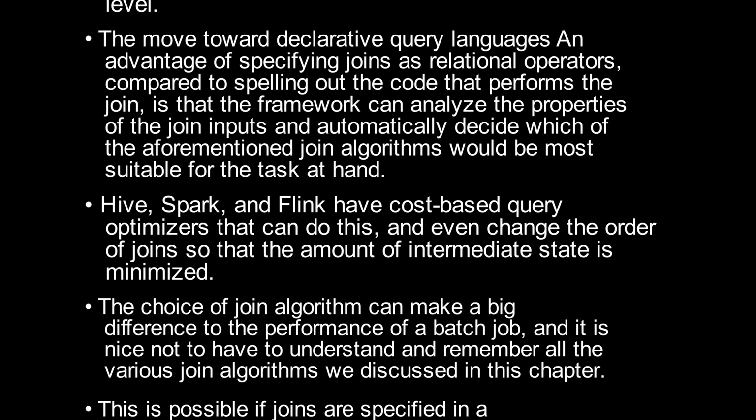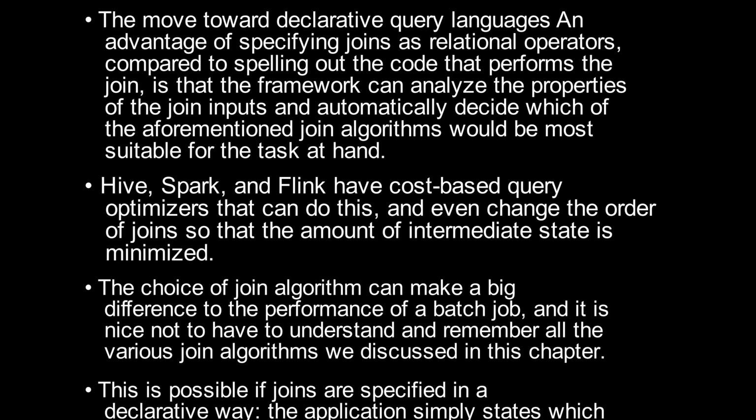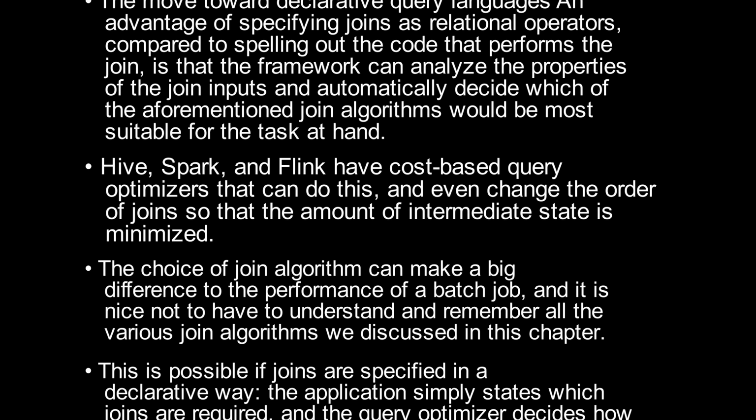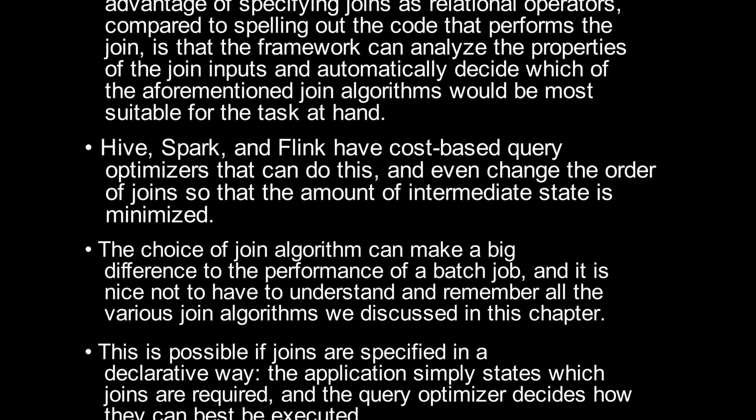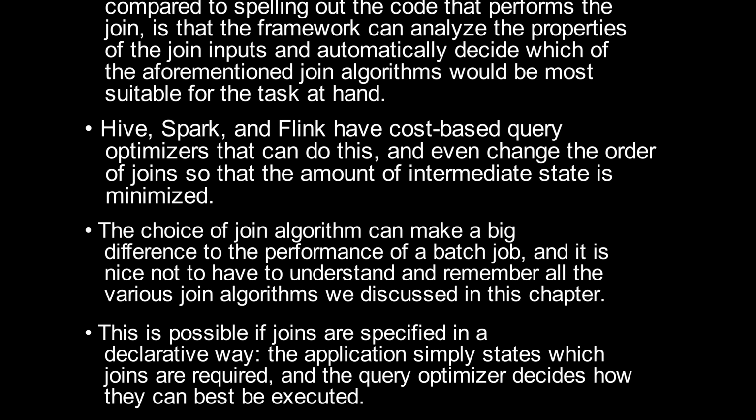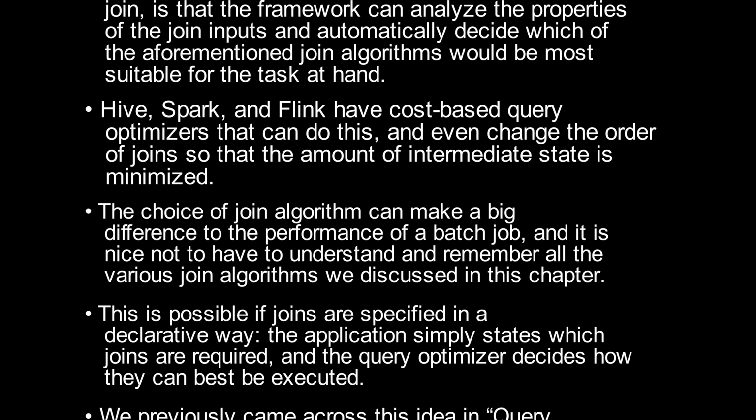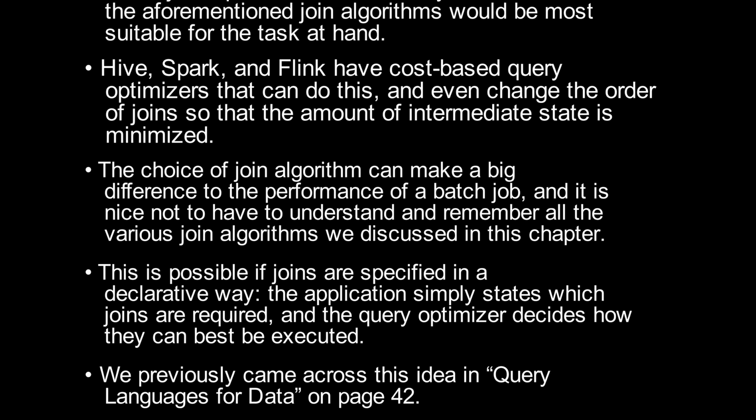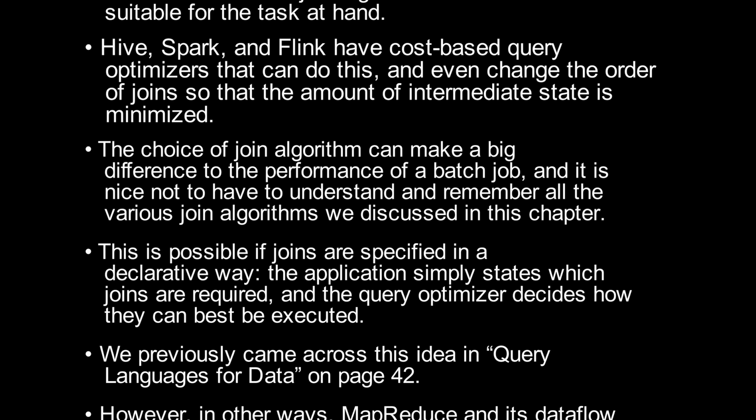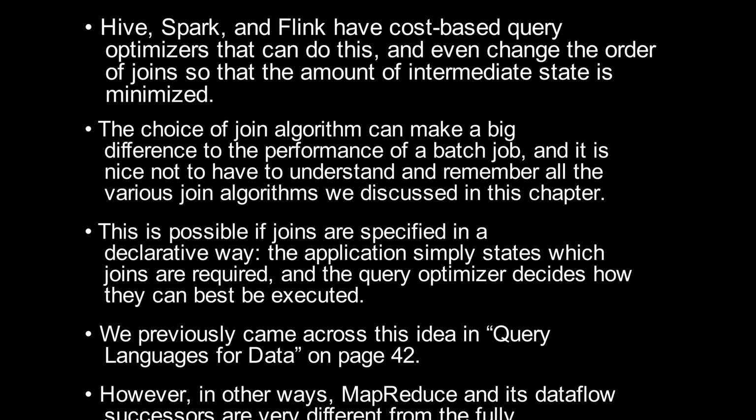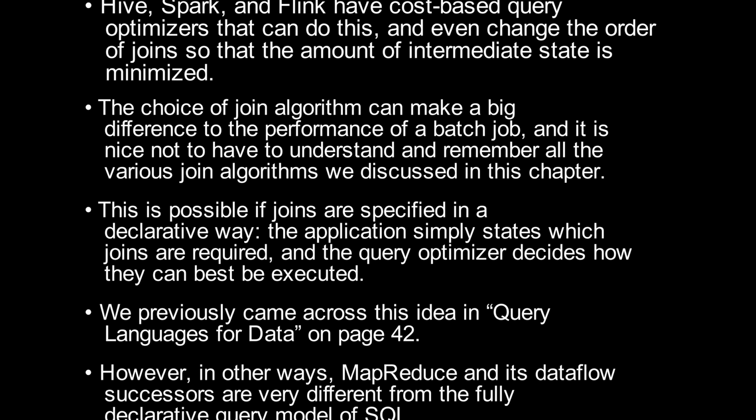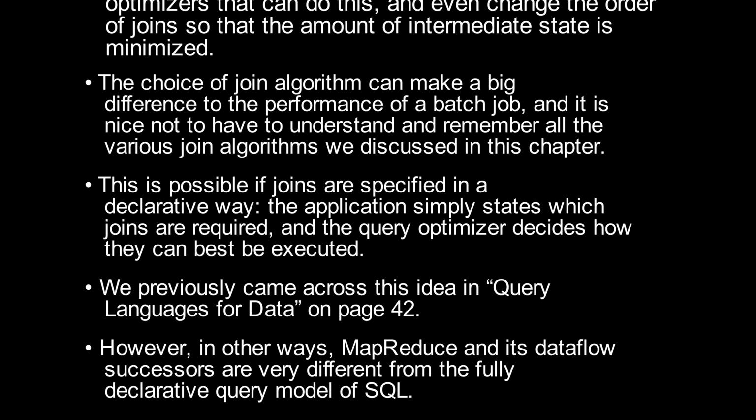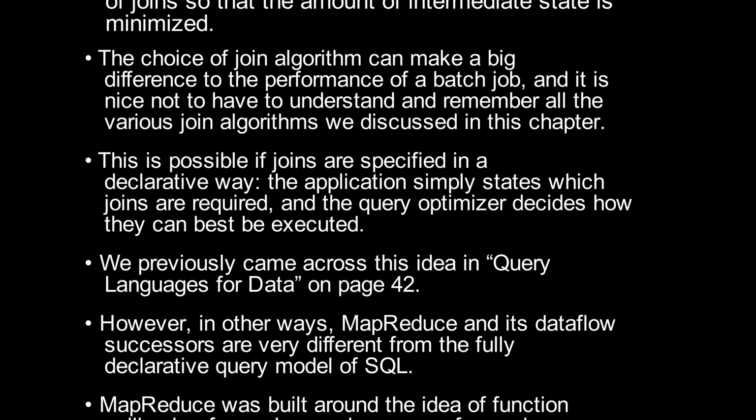The choice of join algorithm can make a big difference to the performance of a batch job, and it is nice not to have to understand and remember all the various join algorithms we discussed in this chapter. This is possible if joins are specified in a declarative way. The application simply states which joins are required, and the query optimizer decides how they can best be executed. We previously came across this idea in "Query Languages for Data" on page 42.